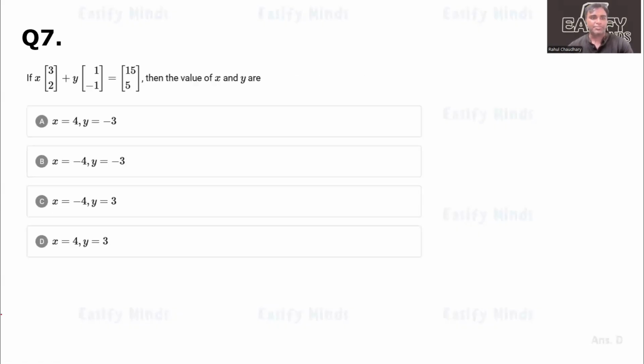So the answer is D. X4, Y3. I will not solve. Simply you can multiply this. You will get an equation 3x plus y equals 15. Now you can satisfy with the options. Only one equation you can find and simply satisfy the options. You will get the answer very easily. Right?